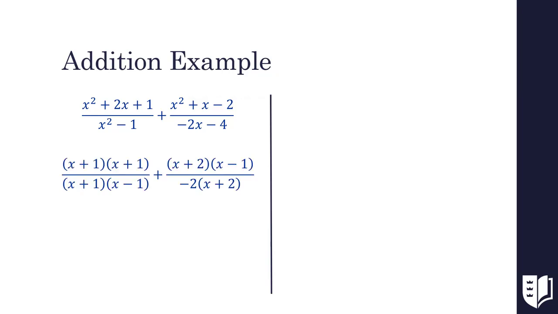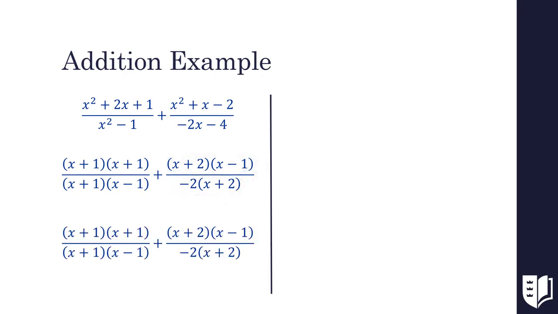Our first fraction factors to (x + 1)(x + 1) divided by (x + 1)(x − 1). The second fraction factors to (x + 2)(x − 1) divided by −2(x + 2). Our next step is to cancel common factors that appear in the numerator and denominator of each fraction. In our first fraction, we can cancel a factor of x + 1 since it appears in both our numerator and our denominator. In our second fraction, we can cancel the factor of x + 2 because it is present in the numerator and denominator.